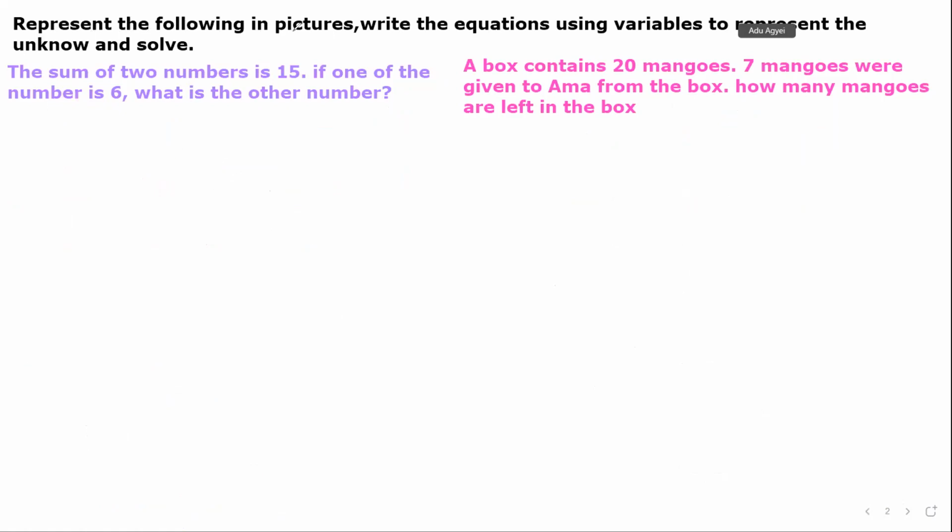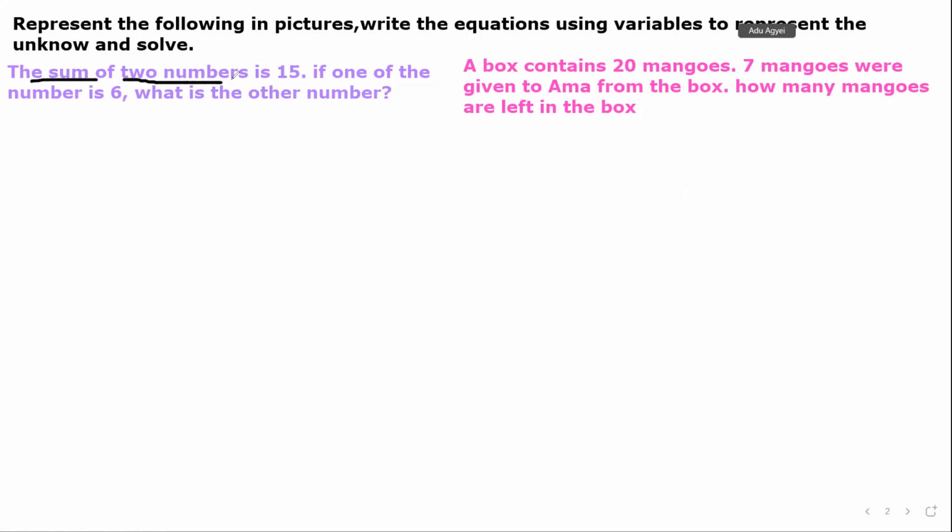Represent the following in pictures. Write the equation using variables to represent the unknown and solve. Good. So the question is, the sum of two numbers is 15.